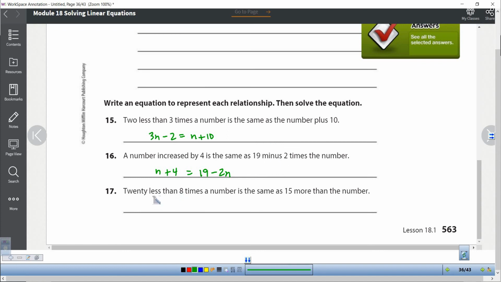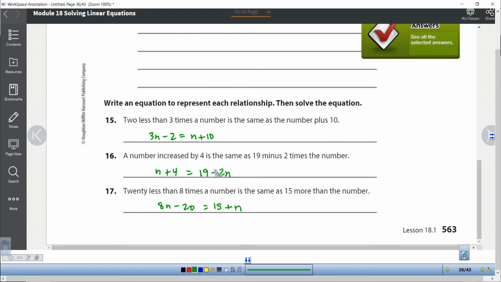And finally, last one, 20 less than 8 times the number. Again, 8n minus 20. When you see less than, it means subtract from. 20 less than 8 times the number is the same as 15 more than the number.